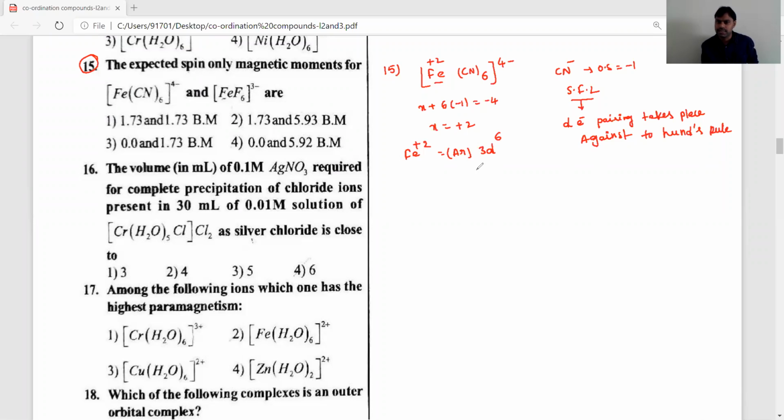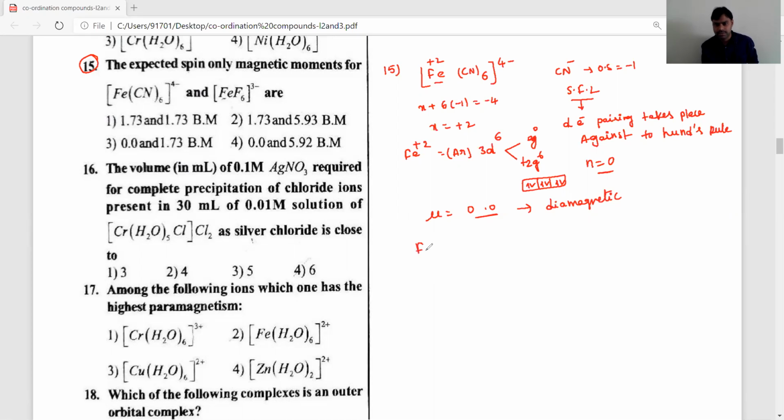3d6 means, according to CFT crystal field splitting, this is nothing but t2g6 eg0. So all electrons are paired, number of unpaired electrons n is equal to 0. Number of unpaired electrons 0 means the magnetic moment mu is equal to 0 Bohr magnetons. And what is the nature, dear students? This nature is diamagnetic. This complex is of diamagnetic nature.